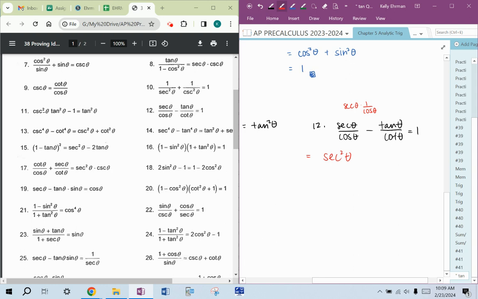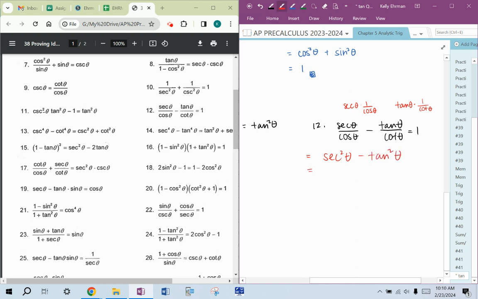And same thing here. I don't normally change cotangent to 1 over tangent, but we have tangent theta divided by cotangent theta. Sorry, so we have tangent times 1 over cotangent, which is the same as tangent times tangent. So this is minus tangent squared.